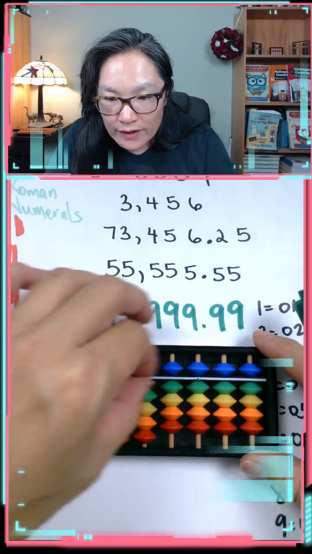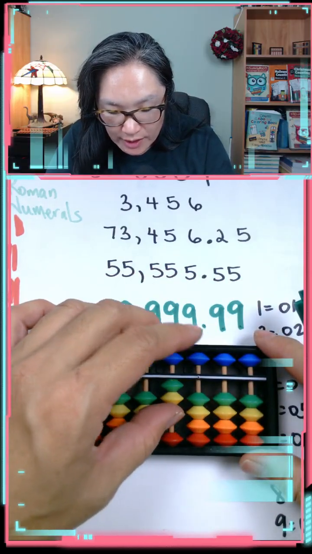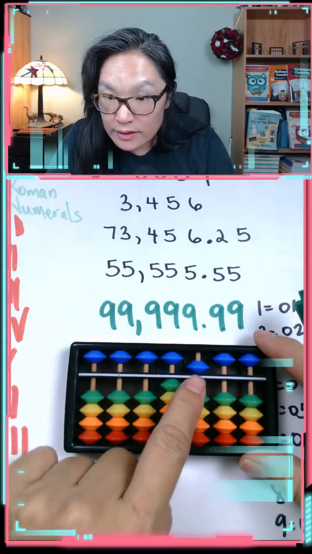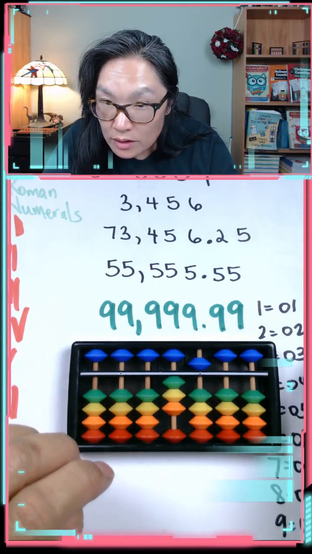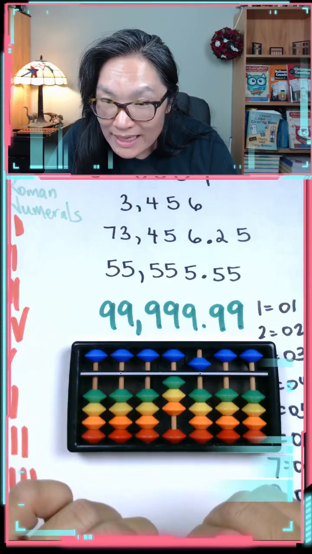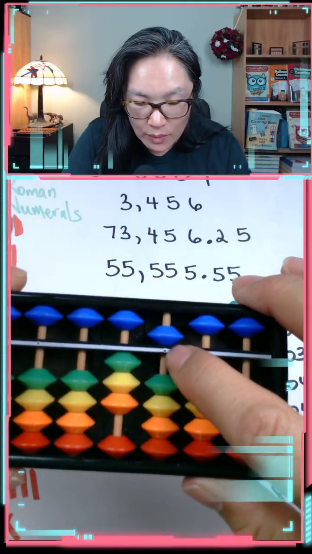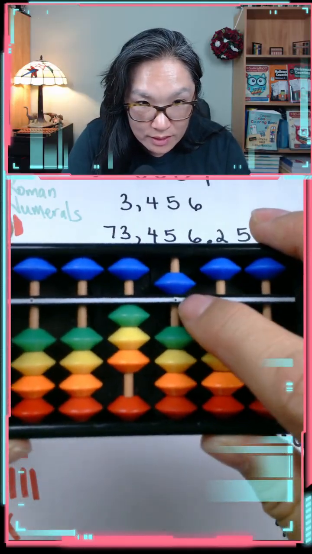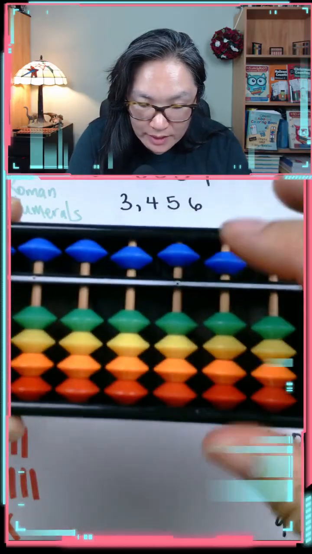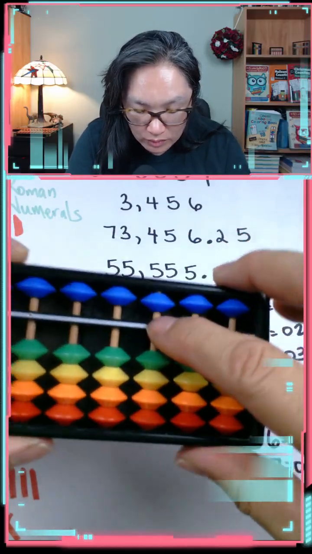So I've seen 35 things. 35 is 3 and the 5. This is a 30 and then that's a 5. Why is it 99,999.99? Because this is my ones place, right? There's my ones. So this ones tells me that this is my ones.